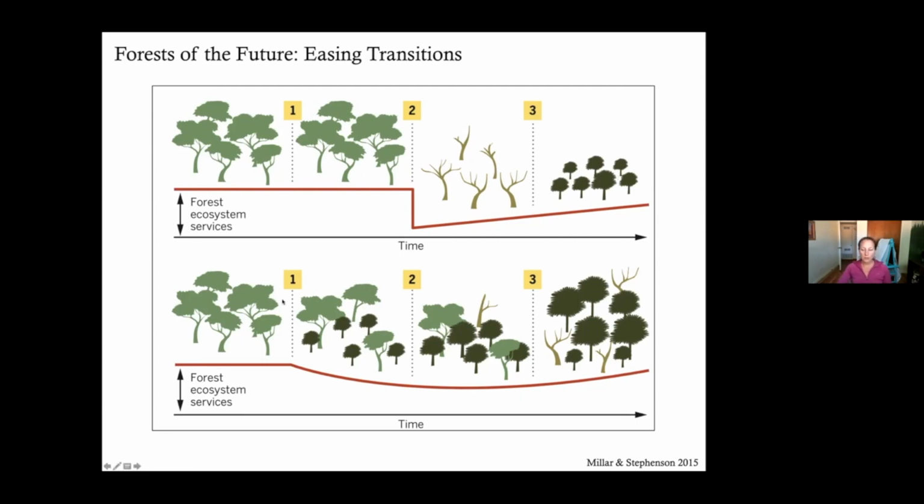Conversely, what Millar and Stevenson promote, and what I will also promote, is this oak woodland serves a variety of purposes and ecosystem services. And if we can assist this ecosystem in transitioning to this more drought tolerant species, there's the potential for us to retain these services and the things that we really value in this ecosystem.